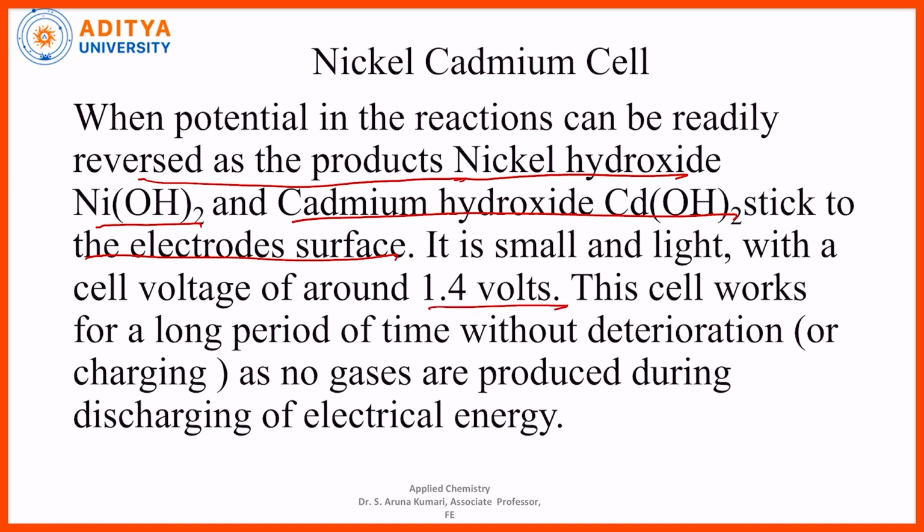So, the nickel cadmium cell reactions can be reversed, and the cell is small in size, light in weight, and has a potential of around 1.4 volts. The cell works for a long period without deterioration, giving a very good output for a long time. Also, no gases are produced during the discharge of electrical energy, which is one of the advantages of using this cell.